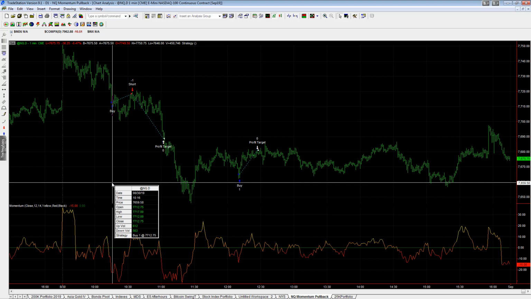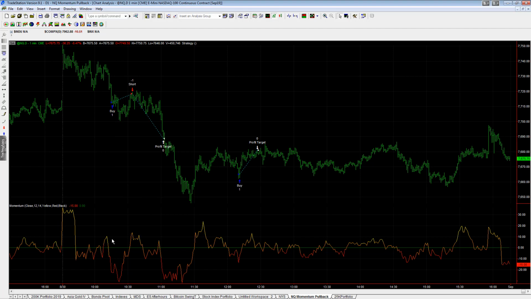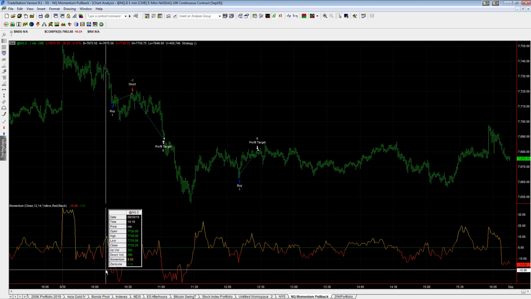And so the indicator is proprietary, and you see the long signal here. It assumes the market is up. Actually, the trend is up. And so it buys this pullback momentum. You see momentum pullback down here.